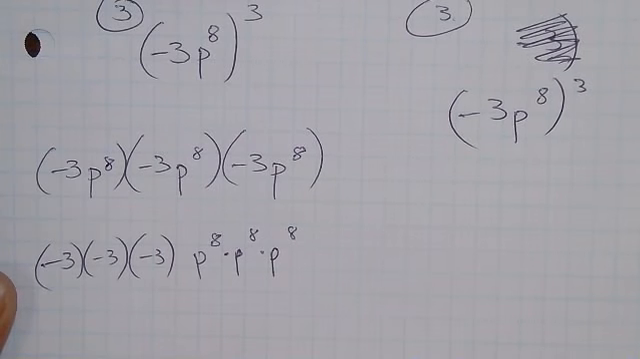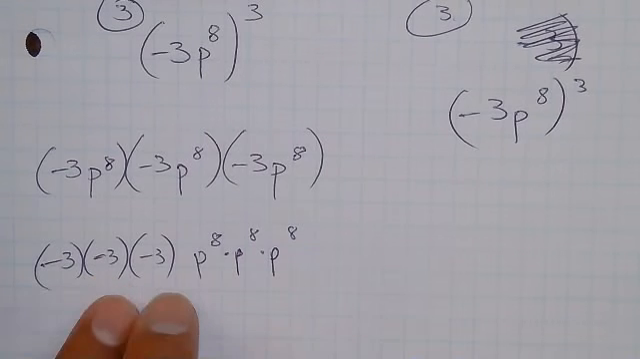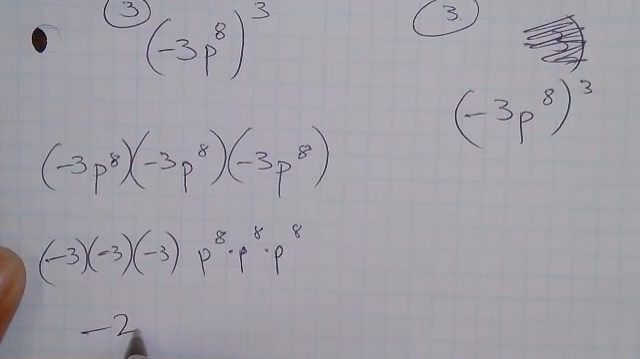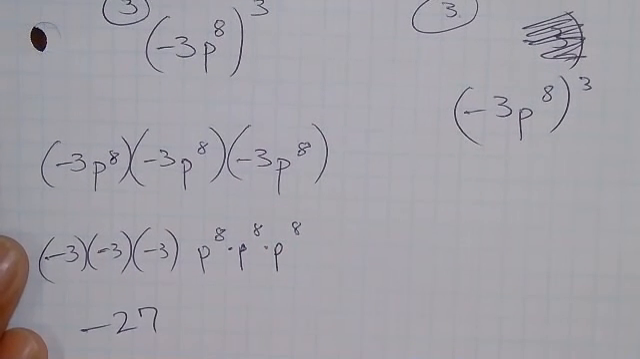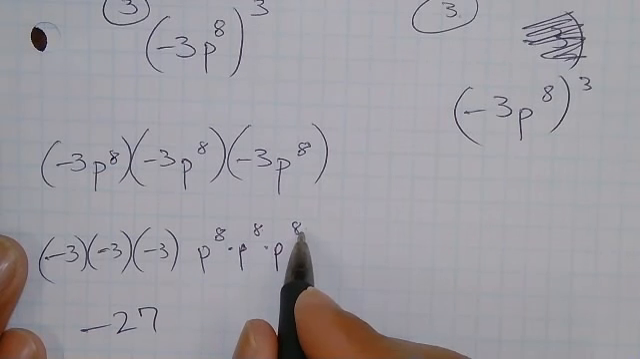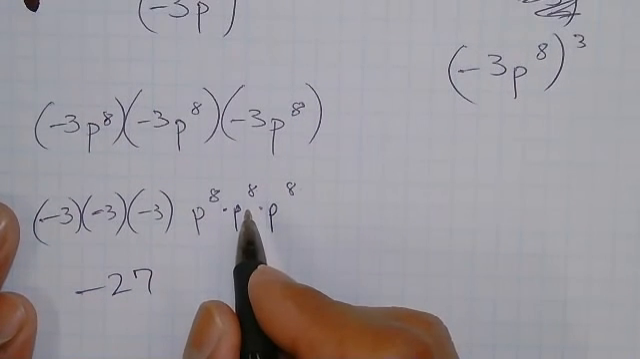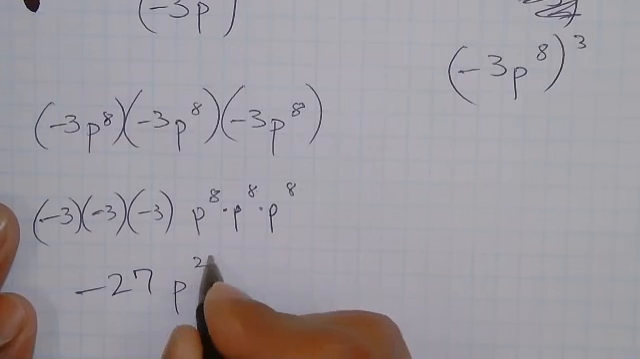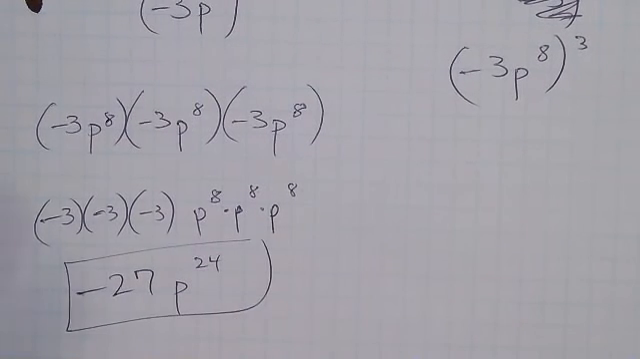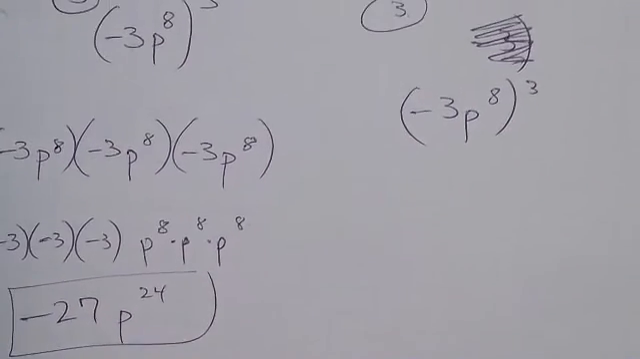Anybody get the answer? Negative 27. Oh, watch out. Yeah, 2 negatives make a positive. But then that positive 9 times a negative 3. Yeah, negative 27 for the number, correct. And 8 plus 8 plus 8. Remember that? When it's a product rule, you add the exponents. 8 plus 8 plus 8 is 24. Did you guys get that? Should be 24.